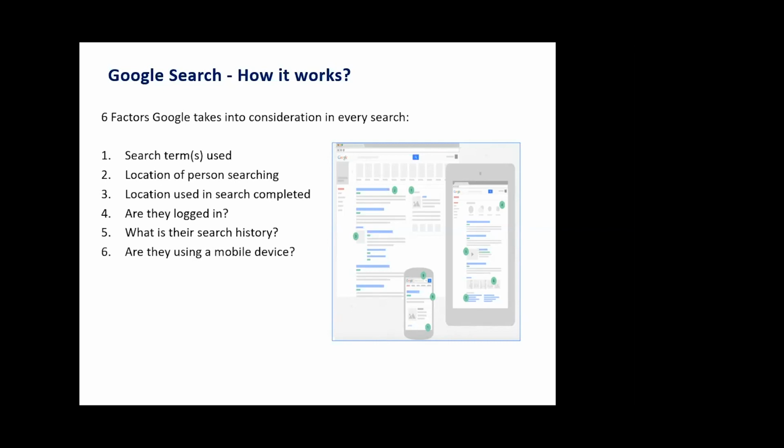Are they logged in? In other words, do they have a Gmail, a Google account? And if they have a Google account, Google has more information. It has a better profile of the individual. What is their search history? So how have they interacted with search in the past? So in other words, say that I gravitate towards video content over text-based content, well, then I will be shown more video content than text-based content.